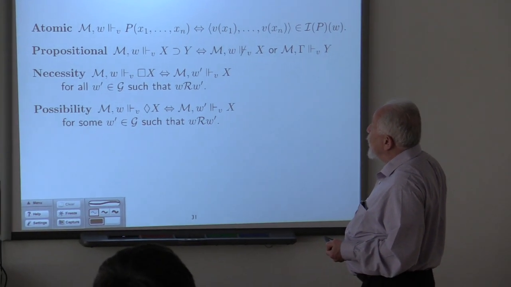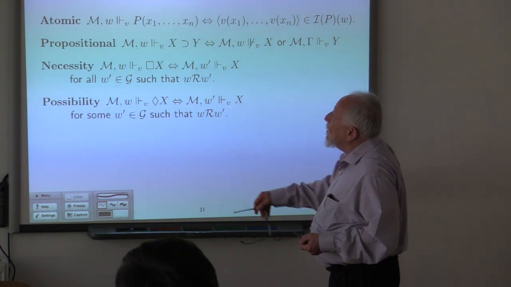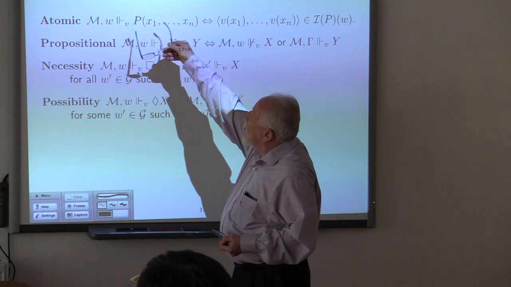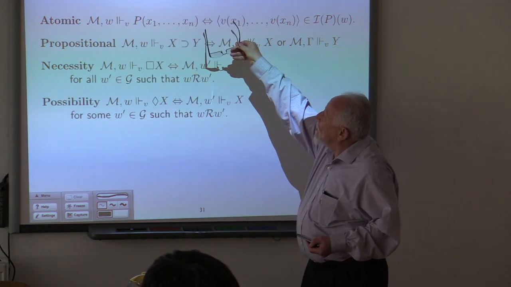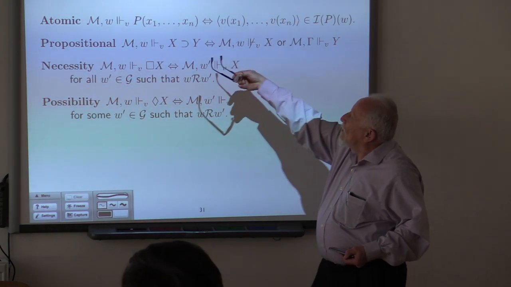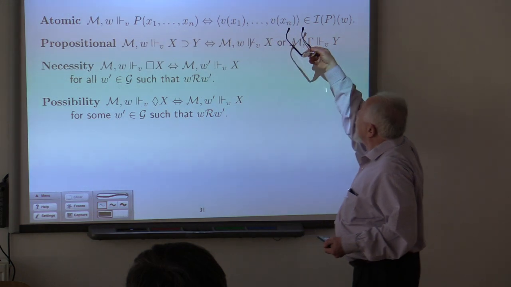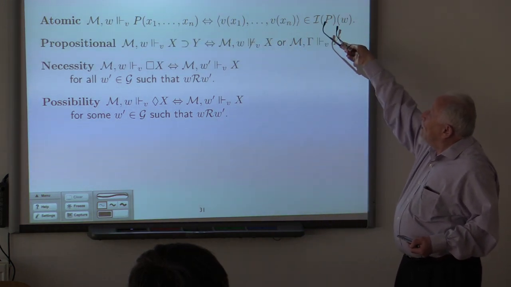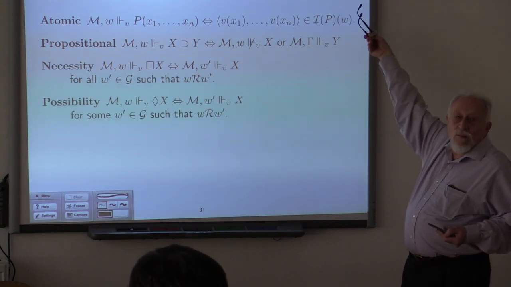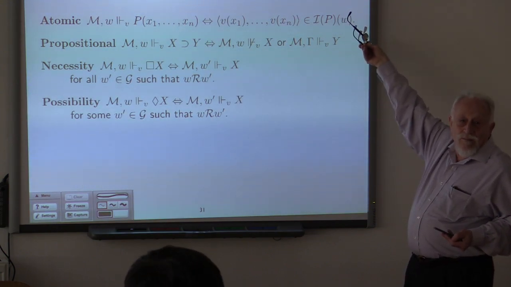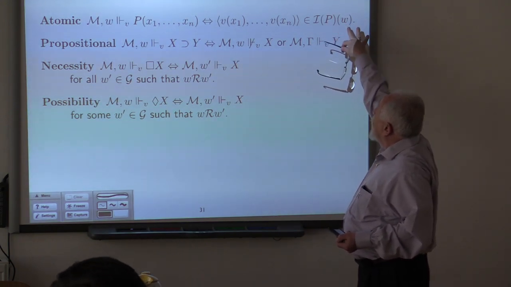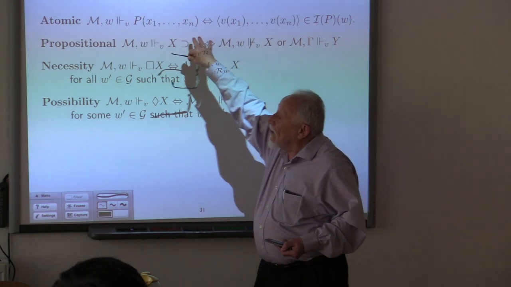In fact, all of this is pretty straightforward. I've left out the one that isn't. For the atomic case, since we only allow variables here, this is to be true at world W if the n-tuple consisting of the values you assign to this is in the meaning you've assigned to the relation symbol at this world. Remember, that's some actual relation. So the relation you've associated with this symbol at W should have these things in it for this to be true.